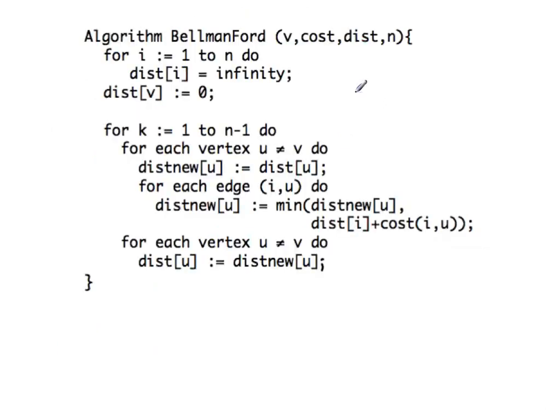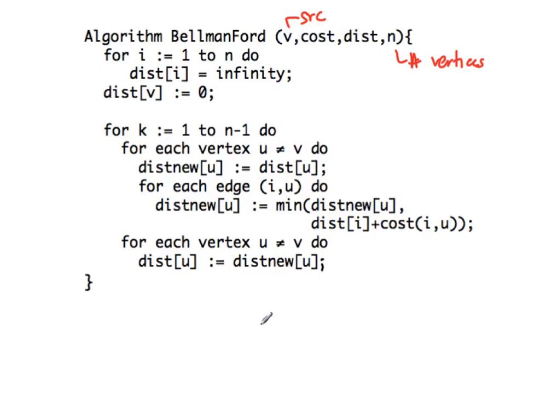So this is what the algorithm formally looks like. This is an algorithm called the Bellman Ford algorithm, after the two people who discovered it. V is the source vertex, N is the number of vertices. Cost is the edge cost. It's the adjacency matrix with cost, or the cost of every edge, depending on how you are representing the graph. Dist is the distance to every vertex, which we are going to compute from V.